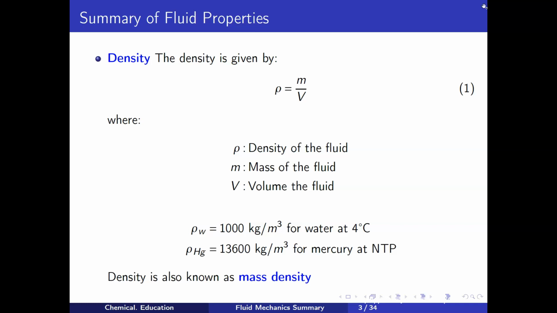Next is density. Density we can denote as rho. Rho is the density of the fluid, that is nothing but mass of the fluid by volume of the fluid. Density of the water is 1000 kg per meter cube at 4 degree centigrade. Density of mercury is 13,600 kg per meter cube at NTP. Density is also known as mass density.